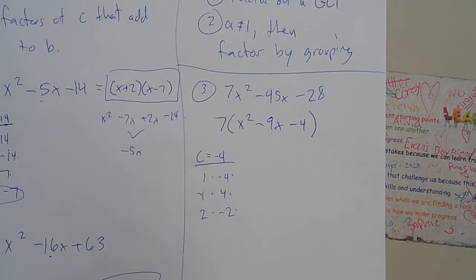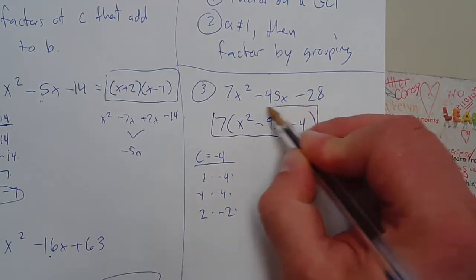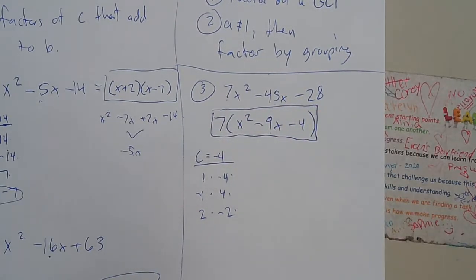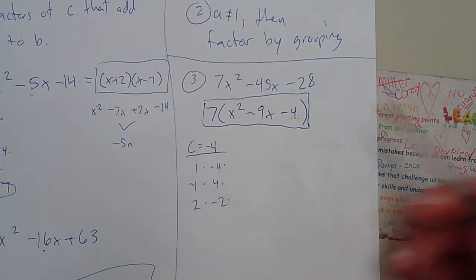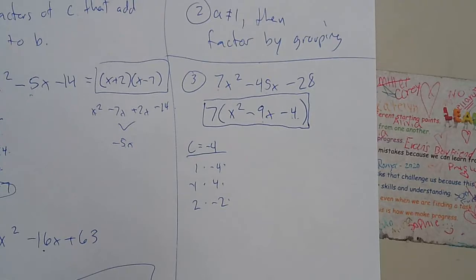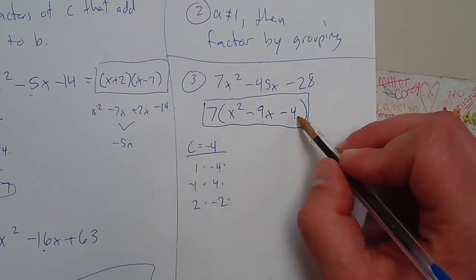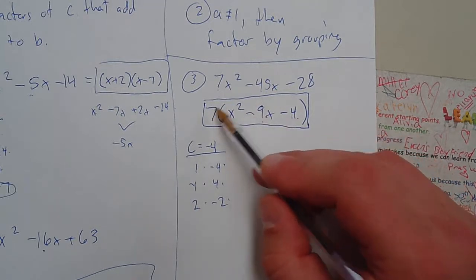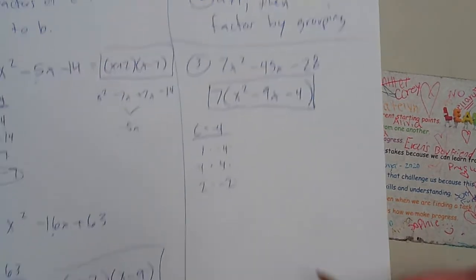This is going to happen sometimes too. This actually happened in the warm-up also. So we had a problem that doesn't factor any further. So at this point, that is as factored as this can possibly get, because there is no c value that adds to b. So that's it, we're done, okay? So this is kind of like saying this part here is not factorable. Okay, we got a GCF out, that was cool, and that's as far as we could go with it. All right, so sometimes that's going to happen.